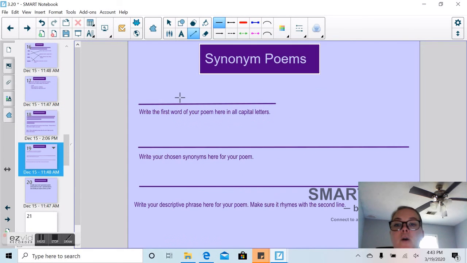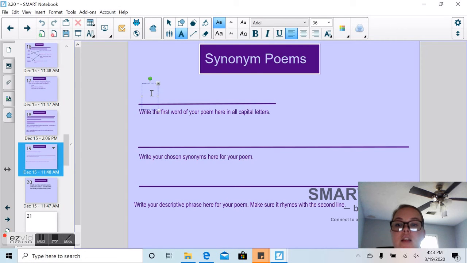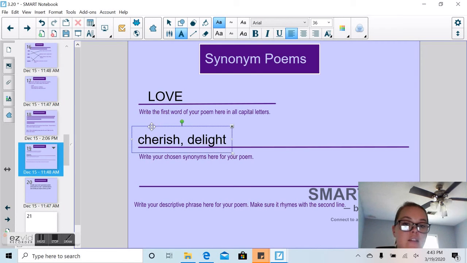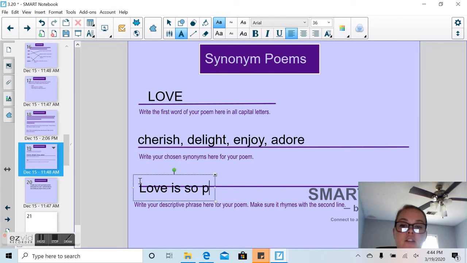So my word is love. And the synonyms that I've chosen are cherish, delight, enjoy, and adore. And my descriptive phrase is, love is so pure, right down to the core.